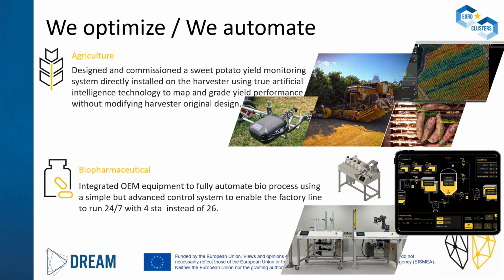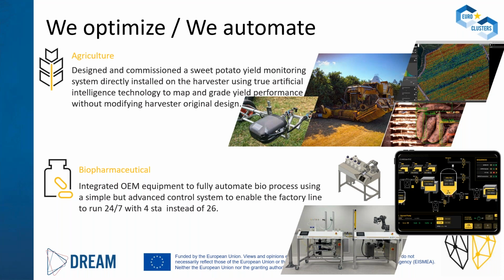The first project in agriculture is based on computer vision. We created heat maps with a harvester of sweet potatoes to create data for the customer, and with this data, he can improve his production by 15%.